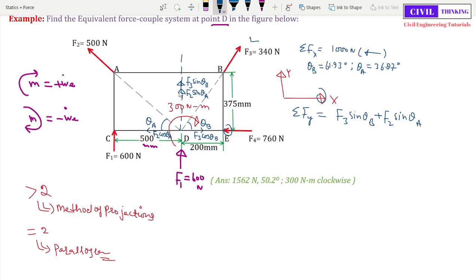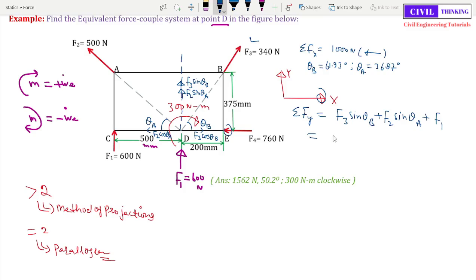Now what other forces are in the vertical direction? As we can see here, we have a force f1, which is upward, which is 600 Newton, plus f1. Let me see if there is any other force in the upward direction. F3 sine theta b, I have written that. F2 sine theta a, I have written that. Now this f1, I think we have only three forces in the upward direction and we have written all of them. Now let's put the values.